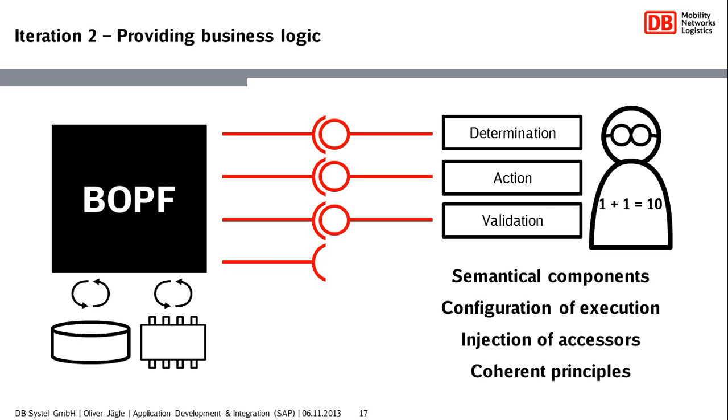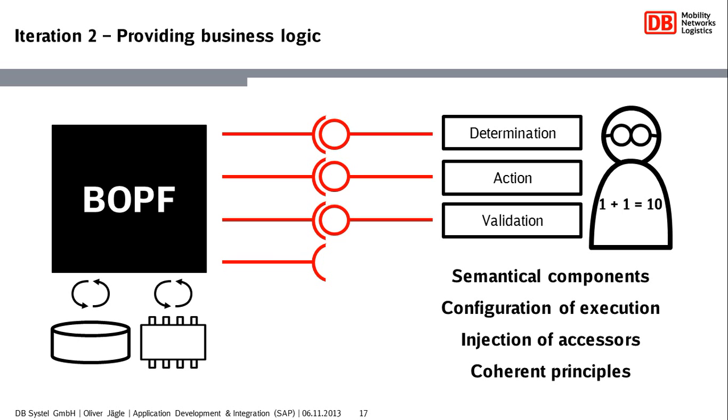One is the so-called determination, which is a side effect of something happening when you interact with an object in a changing way. An action is something you trigger explicitly as a consumer. So both the determination and the action modify the state of your application, while a validation is a check which just prevents the execution of some other thing in the system.